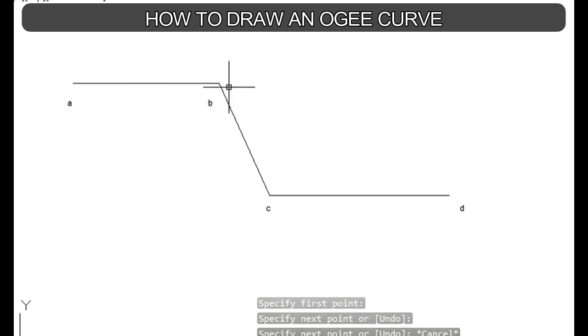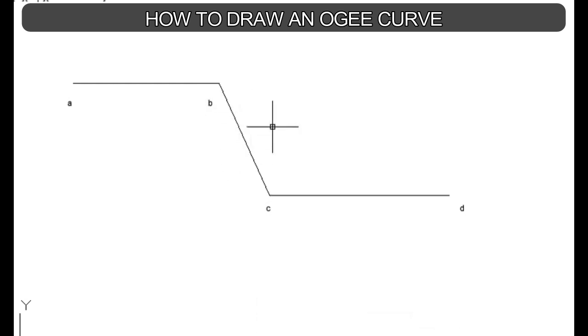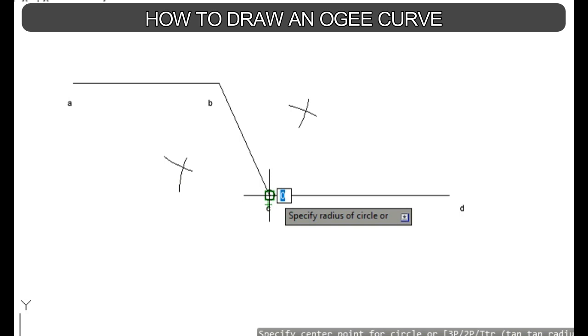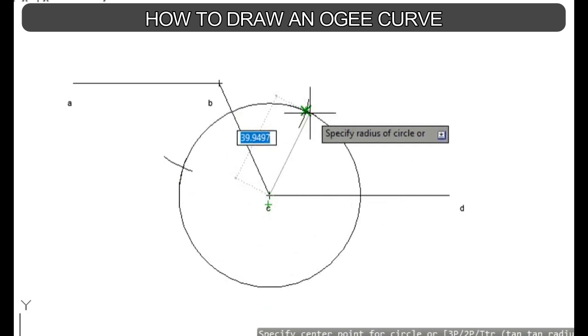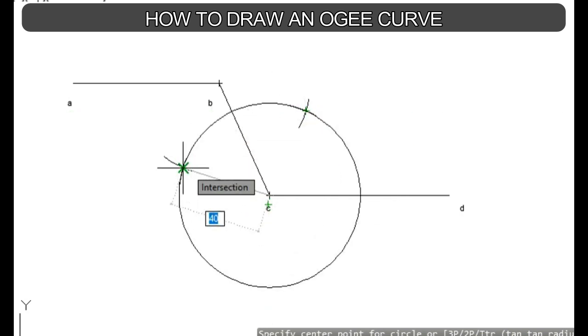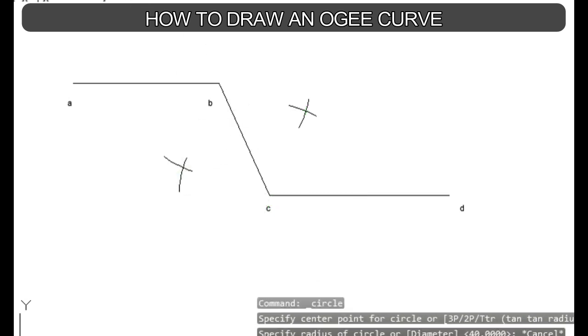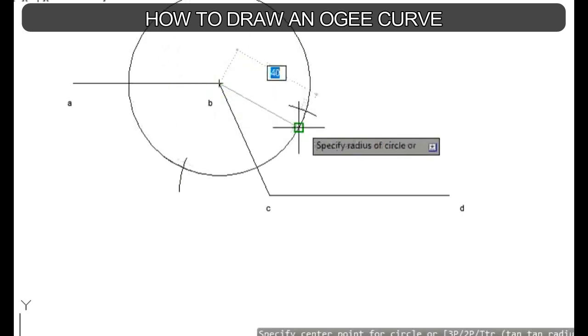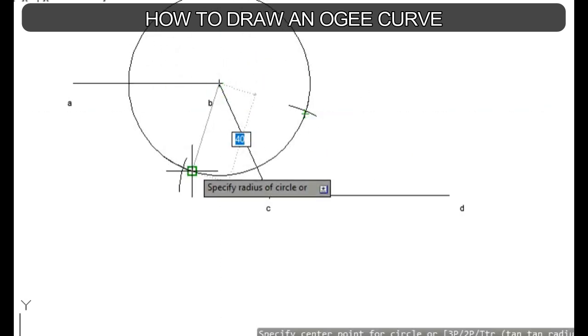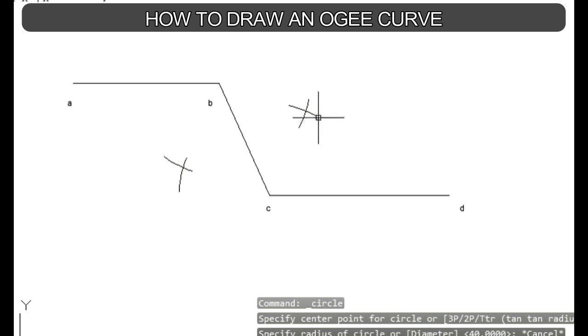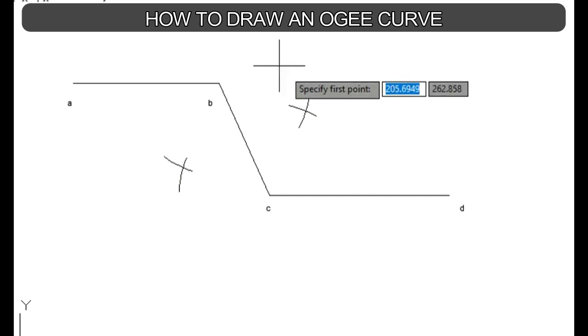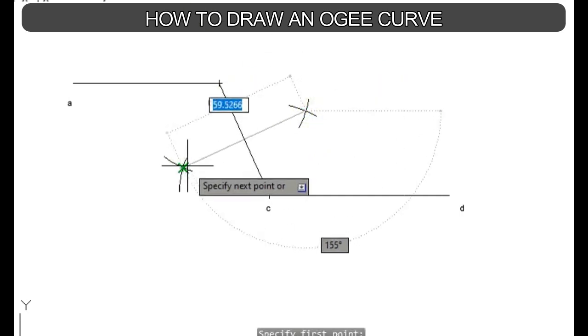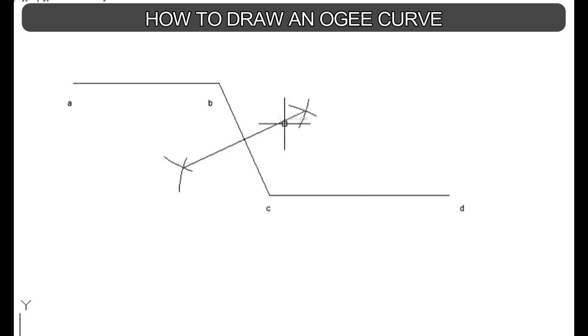Next we have to bisect this BC line. For this, from C point draw an arc here and here, and with the same radius we have to draw arcs from B here and here. Next we have to join these intersecting points using a straight line. So this is the bisector and this is the midpoint of this BC line.